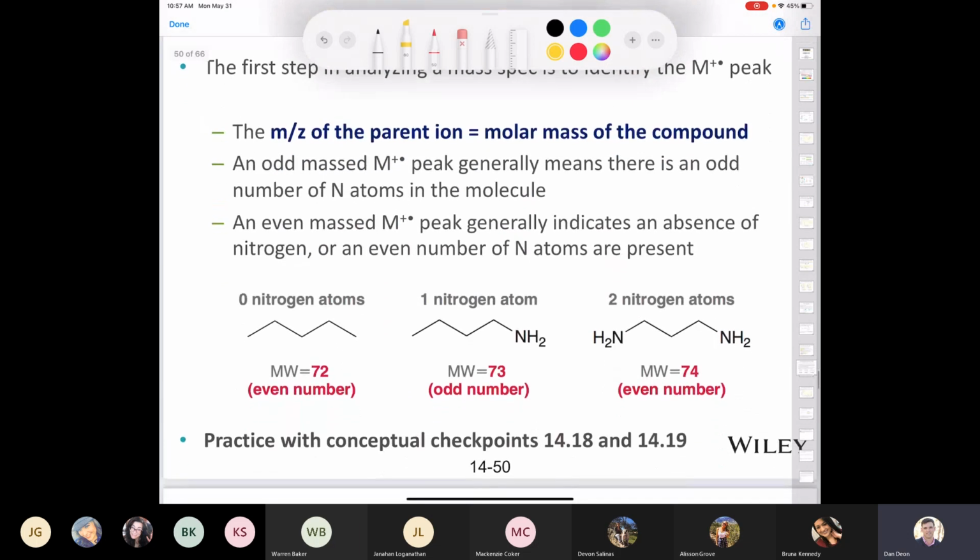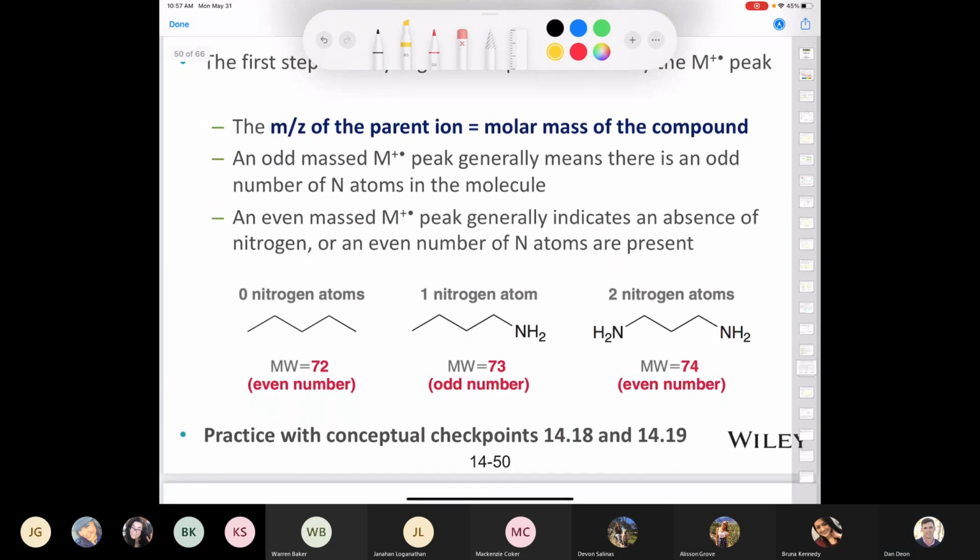But if your mass is odd, so what would be an odd number? 73, 75, 77, right? If the mass is odd, that means you've got an odd number of nitrogens in your molecule. It's kind of cool. It's something you don't think about in general chemistry when you're tallying up all those molar masses. But if you have an organic molecule with an odd mass, it will always have an odd number of nitrogens. What does that mean? 1, 3, 5, 7, and so on.